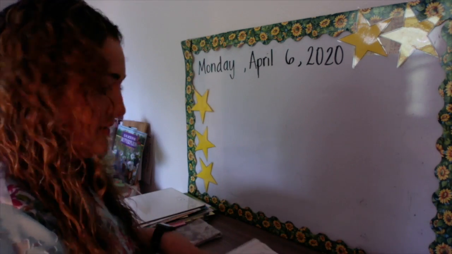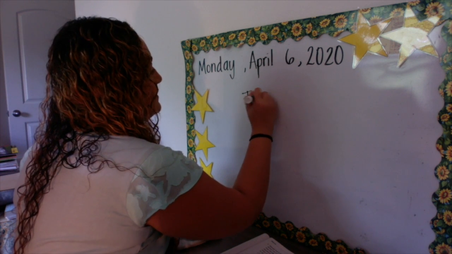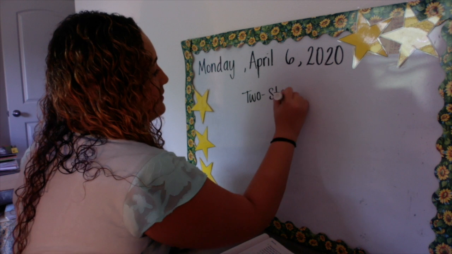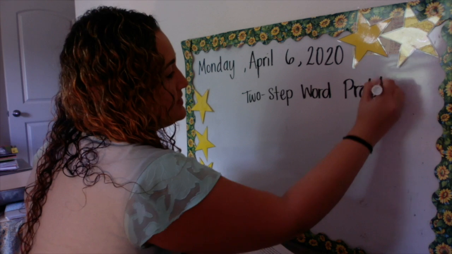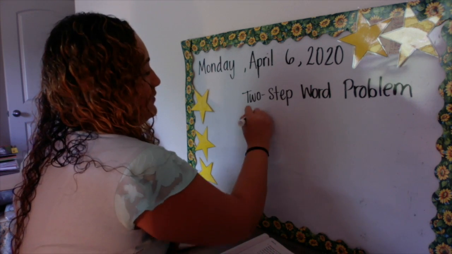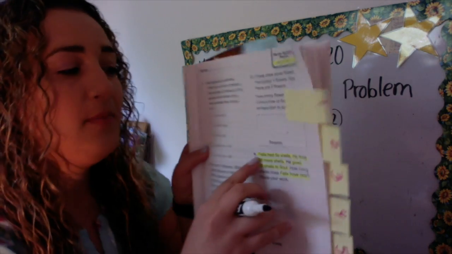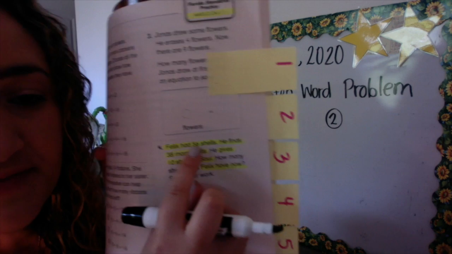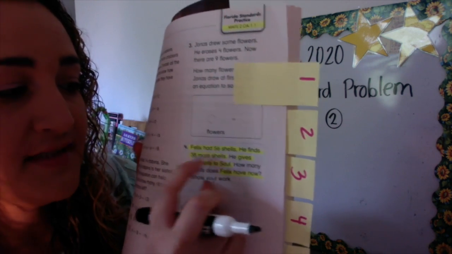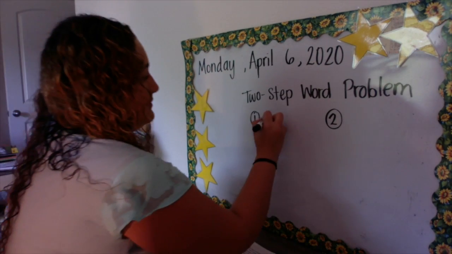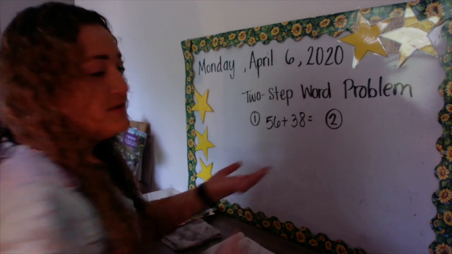So I'm going to go ahead and write on my board two-step word problem. I have to do one thing first so I can do the other one. So one step, two step. The first thing I'm going to do is find out how many Felix has. He has 56, but he found 38 more. So I'm going to have to add 56 plus 38 to find out how many Felix has in all.